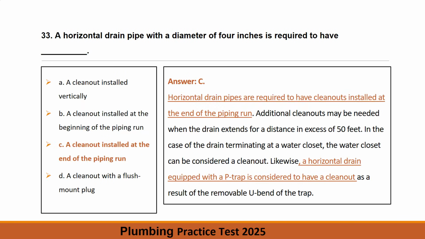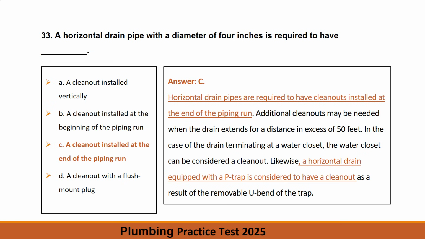Answer, C. Horizontal drain pipes are required to have cleanouts installed at the end of the piping run. Additional cleanouts may be needed when the drain extends for a distance in excess of 50 feet. In the case of the drain terminating at a water closet, the water closet can be considered a cleanout.